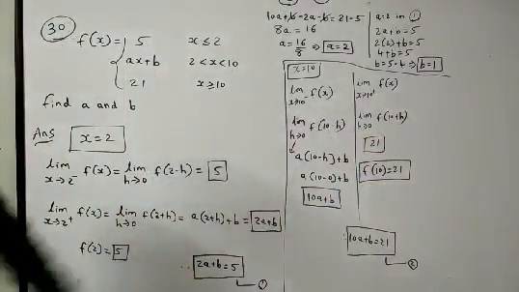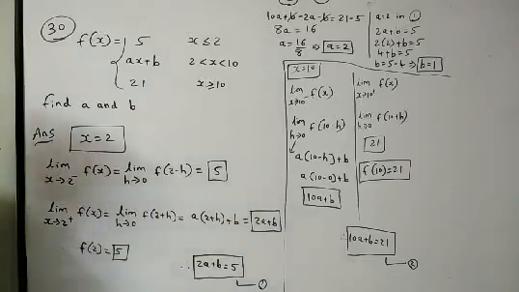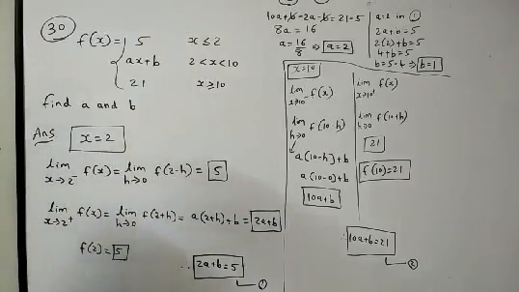Then what we have done? We have compared the values. We got a equal to 2 and b equal to 1. That's it. So this question looks a little bit long, but it is a very easy question, right? I hope everyone understood this. There is no confusion in this, right?